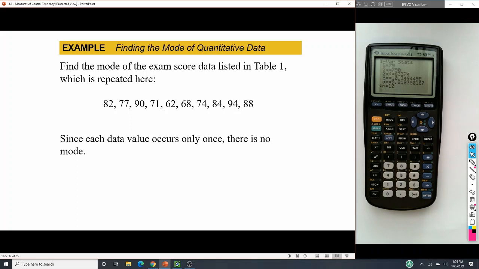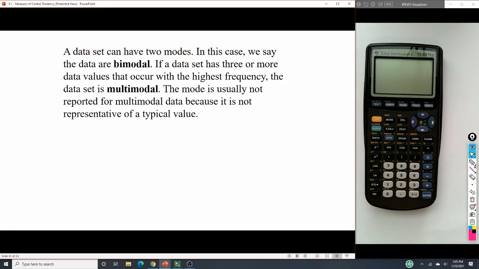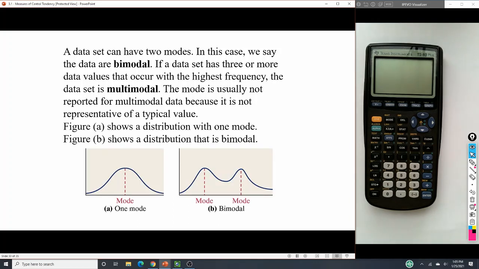All right, so here we look at them. There's none of these that appear more than once, so there is no mode. Okay? Now, if a data set has two modes, we say it's bimodal. If it's three or more, we call it multimodal. Okay, and the mode is not usually reported for this type of data. All right, and so this is what they would look like if we had bimodal or one mode with those.